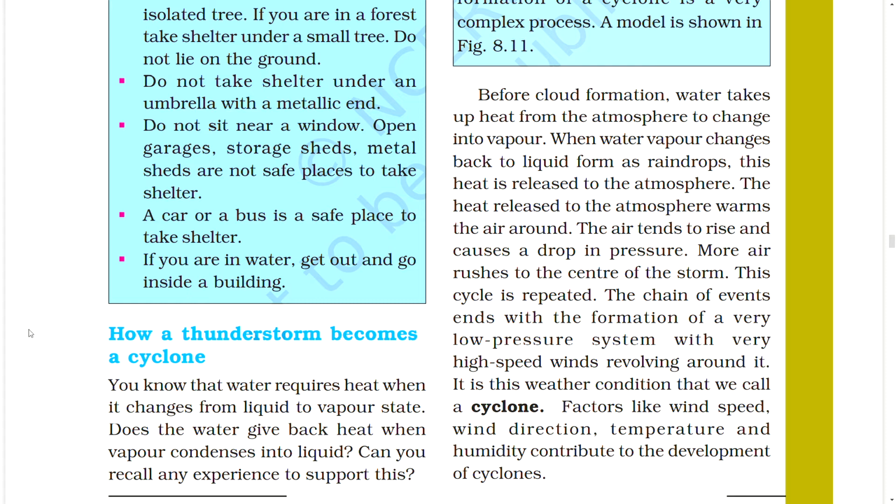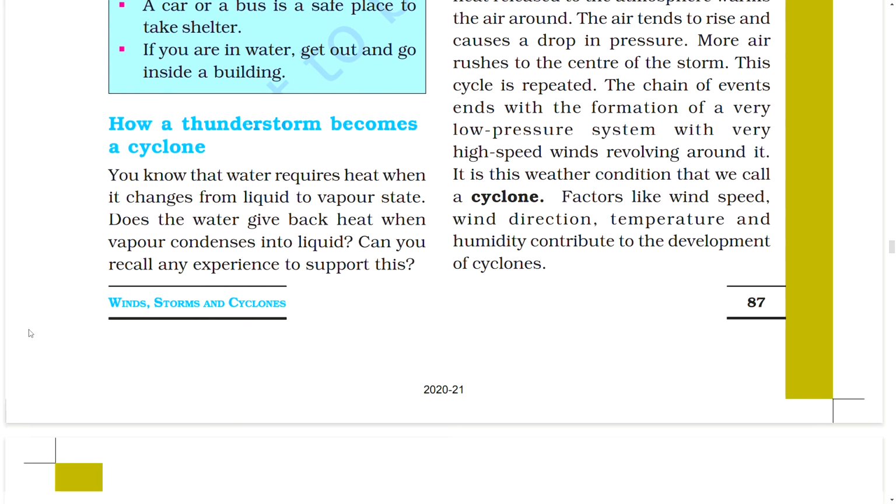This cycle is repeated. The chain of events ends with the formation of a very low pressure system with very high speed winds revolving around it. It is this weather condition that we call a cyclone. Factors like wind speed, wind direction, temperature, and humidity contribute to the development of cyclones.